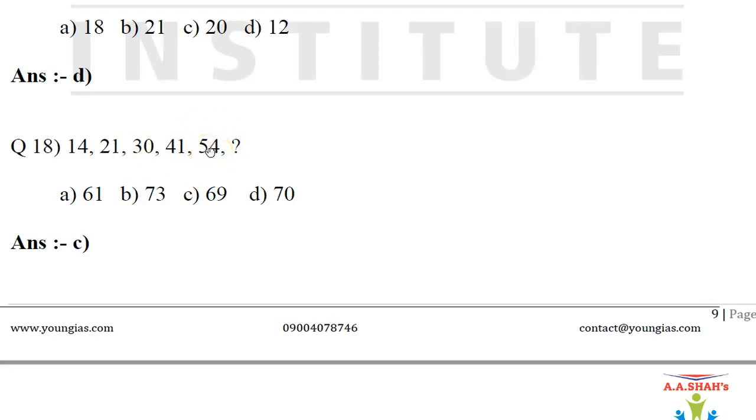So these are the numbers. Now 54 plus what? You have 7, 9, 11, 13, so it has to be 15 here. Why? Because two is getting added each time: 7, 9, 11, 13, 15. That's why 54 plus 15, the answer is 69. So option C, 69, is your correct answer here.